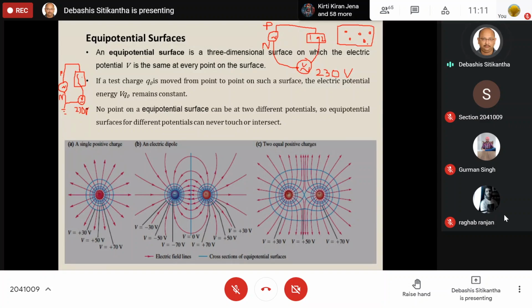Okay, so if this is the case, naturally if I am going to measure the potential with respect to the neutral point, then I am going to record a potential difference of 230 volt. So in a very simple manner, this is known as an equipotential surface, right? Now, one of the other bright examples of an equipotential surface is the surface of the ground.